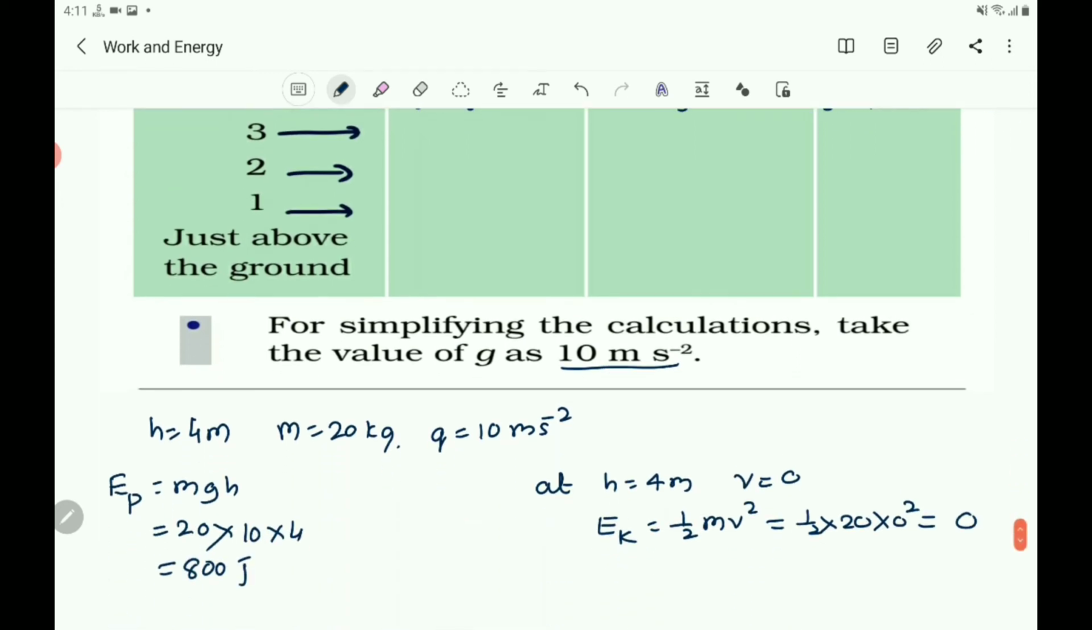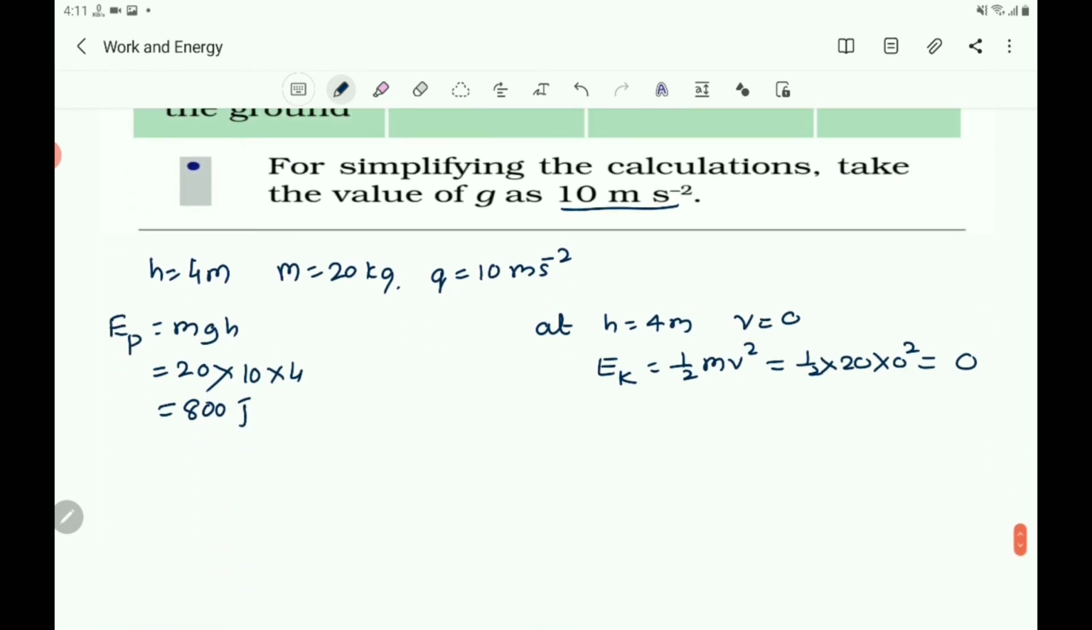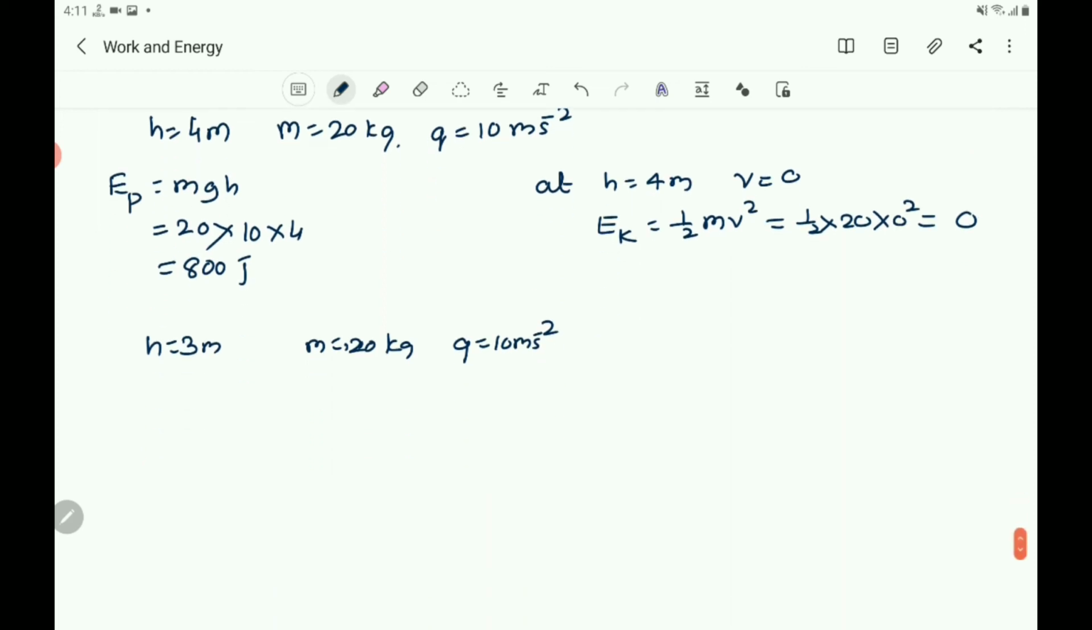800 joules. Next, the second. Here h is equal to 3 meters and the remaining are the same, that is m is equal to 20 kg and g is the same, 10 m/s². Then you will get Ep is equal to m g h, that is m is 20 and g is 10, h is 3. So you will get 20 into 10 into 3, that is 200 into 3 is 600.